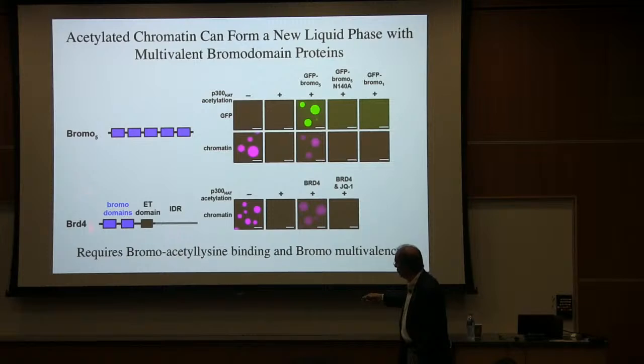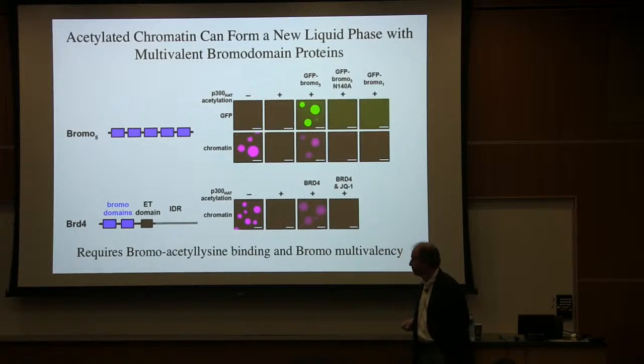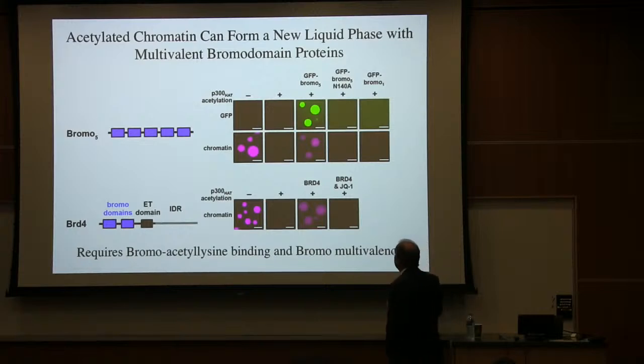We also looked at a natural chromatin regulatory protein called BRD4, which contains 2 bromodomains as well as an IDR region at its C-terminus that can self-assemble. And in both cases, we did the following experiment. We started off with chromatin droplets. We acetylated them to a high degree with the P300 acetyltransferase, and again, the droplets went away.